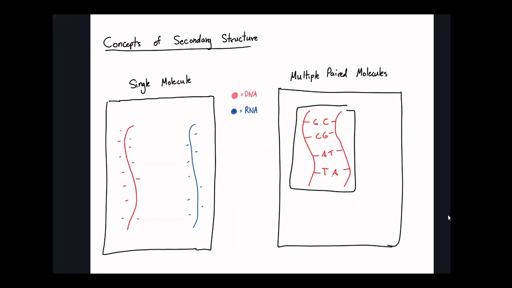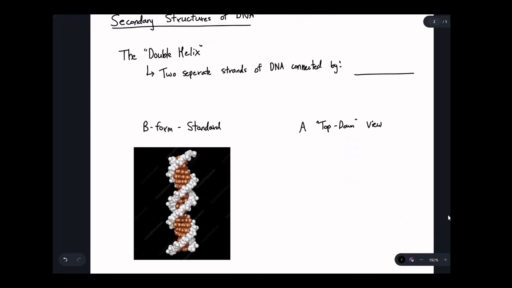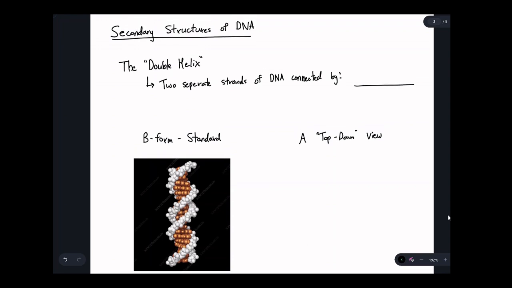So these multiple paired things, RNA could also pair with itself, we could imagine, or a piece of DNA can pair with a piece of RNA. So this secondary structure and the actual structures they make are something we need to understand in a little more detail. For DNA, this comes back to the classic double helix. So again, the Watson and Crick experiments, Rosalind Franklin as well, but two separate strands of DNA connected by hydrogen bonds and other forces.